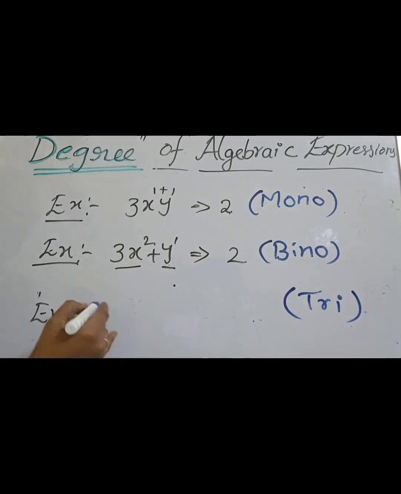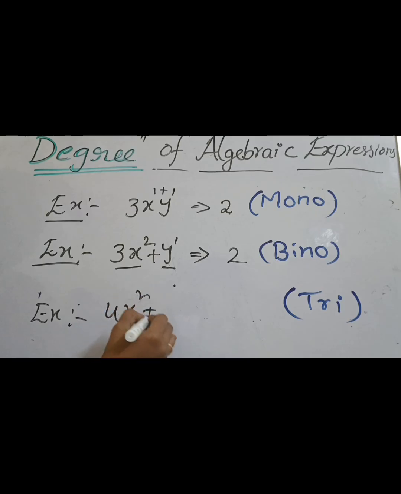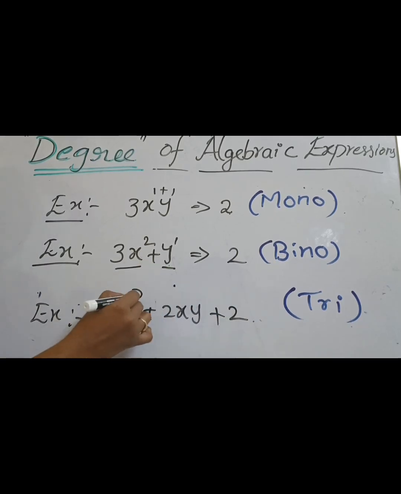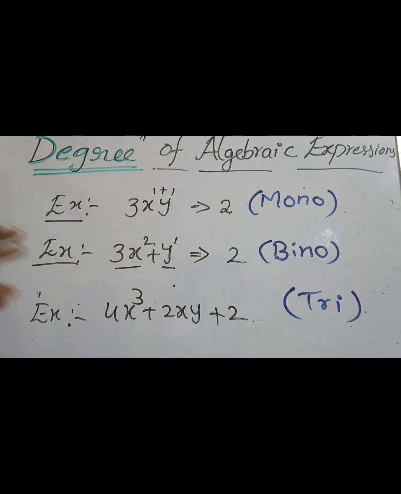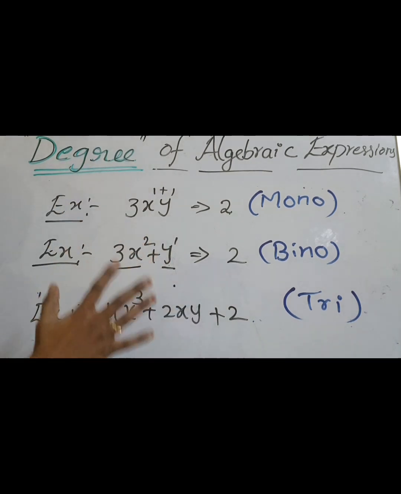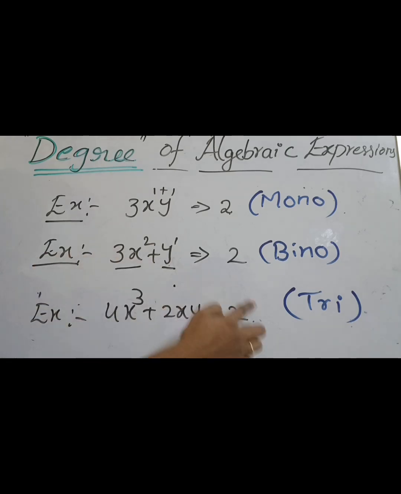Now let us take 4x cube plus 2xy plus 2. See, children, is this a trinomial? Yes. In this, three terms are there. Then how do we find the degree? First we need to take each term's degree and write it here. Then we need to decide which term has the highest degree. That is the degree of the whole expression.